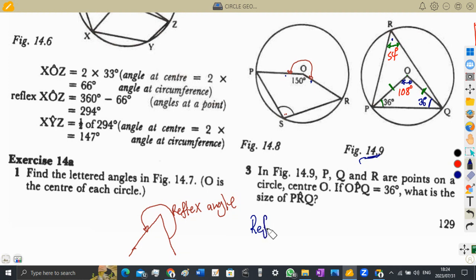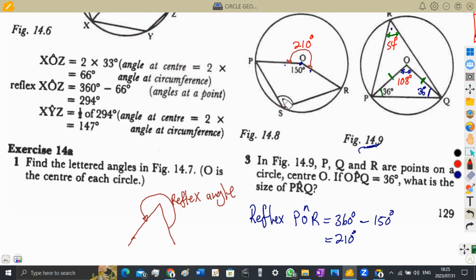So we are saying reflex POR can be calculated. How are we going to calculate our reflex POR? Angles at a point add up to 360 degrees. So we are simply going to subtract this one from 360 degrees. 360 minus 150 is going to give us 210. So this angle here is 210 degrees. If this angle here is 210 degrees, what about angle S? Now we can determine angle S, because this angle at the center is twice this one.